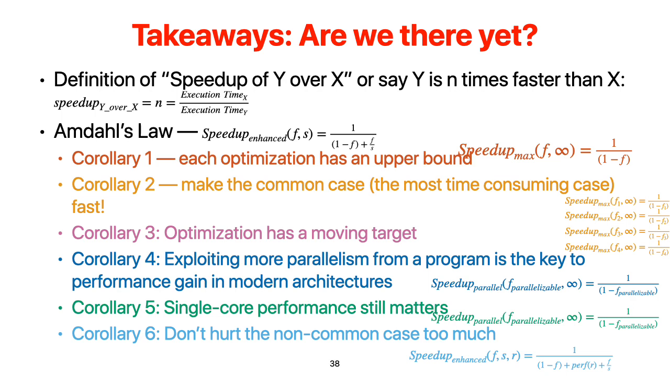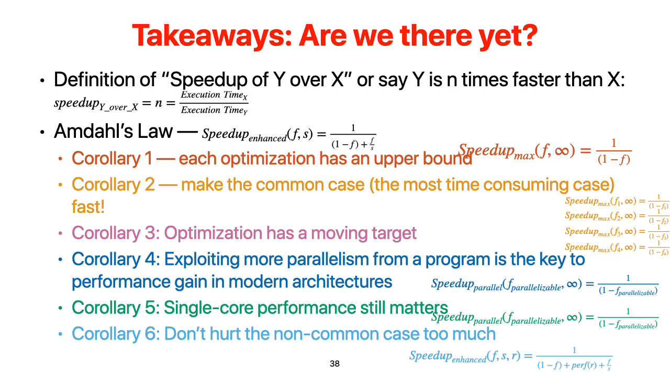Second, when we try to optimize our program, we should find the optimization with the maximum upper bound. It turns out that's the optimization for the most time-consuming part of the original program. And that most time-consuming part is a moving target every time after you apply some kind of optimization.